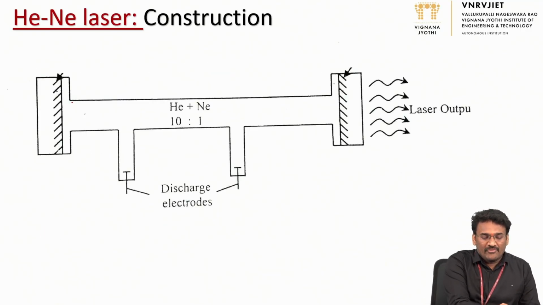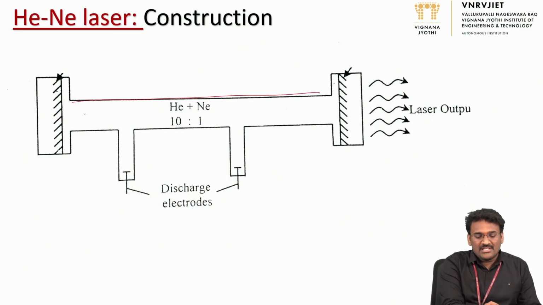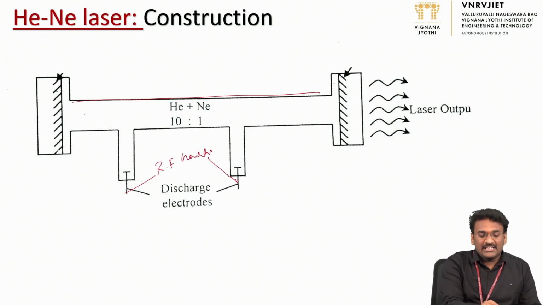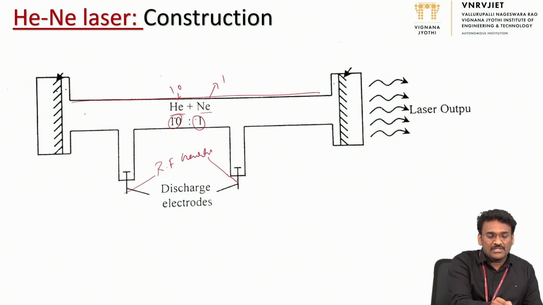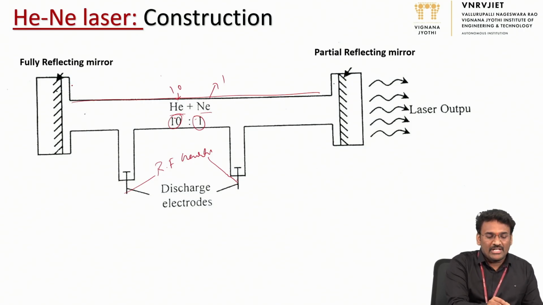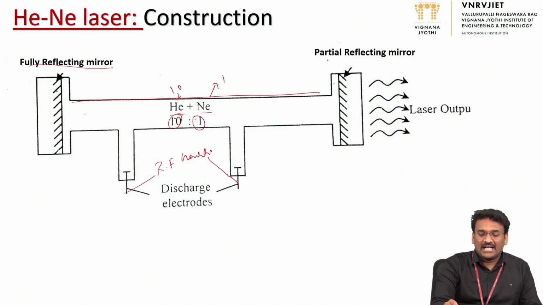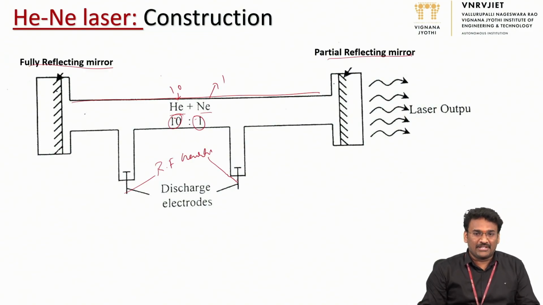In this one, first we will take a discharge tube, with discharge electrodes, and these discharge electrodes are connected to a radio frequency generator. In the discharge tube, we will take the mixture of helium neon gas at a 10:1 ratio. That means for 10 helium particles, we are going to have only 1 neon particle. This discharge tube is closed on two sides. One side we are using a fully reflecting mirror, the other side a partially reflecting mirror.